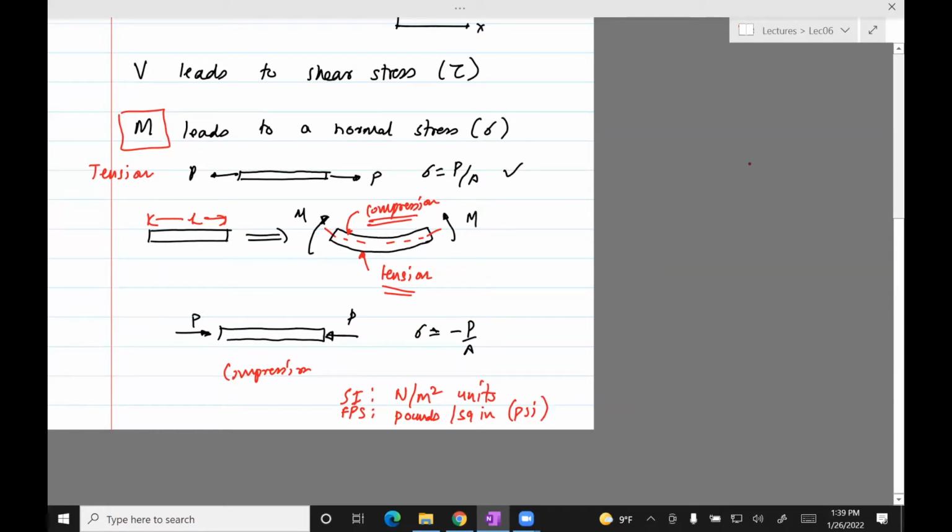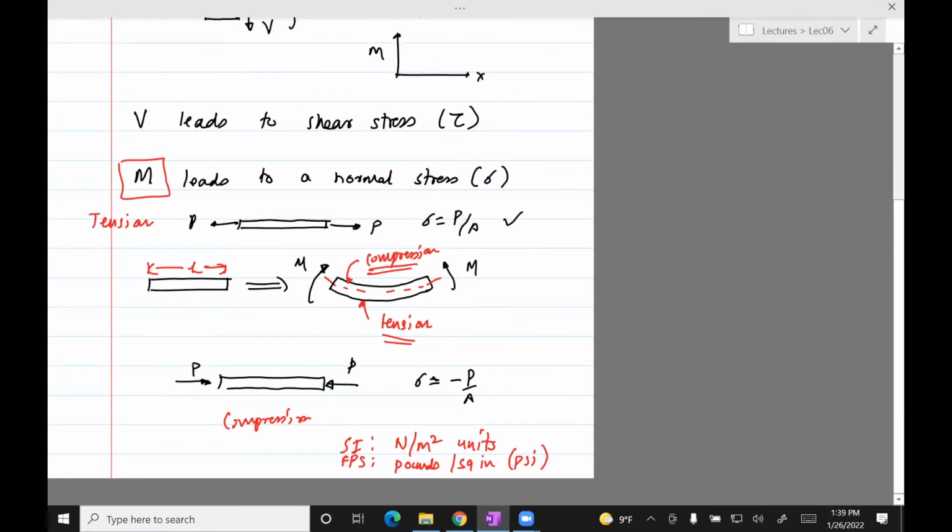I'm sorry, what letters? Sigma. Let me write it down. Tau. Sigma.